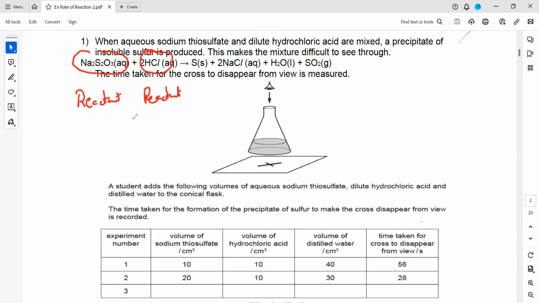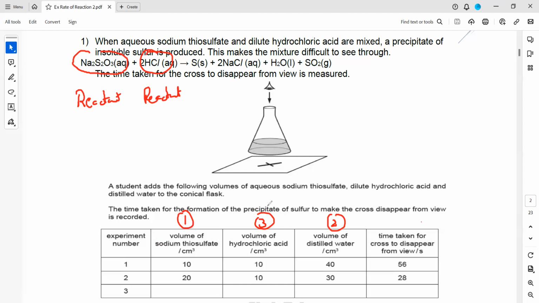Now, what order should we add them? Which one should I add first, which second, and which third? For example, first we add thiosulfate, then we add water, and then we add hydrochloric acid. Why not add hydrochloric acid and thiosulfate together?